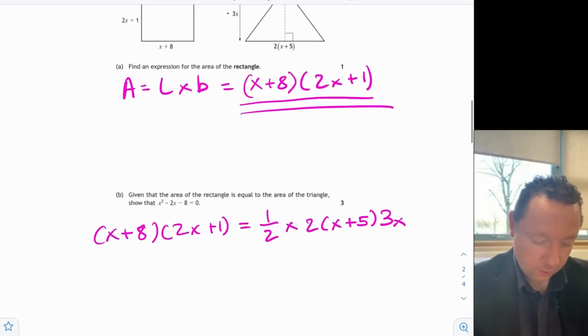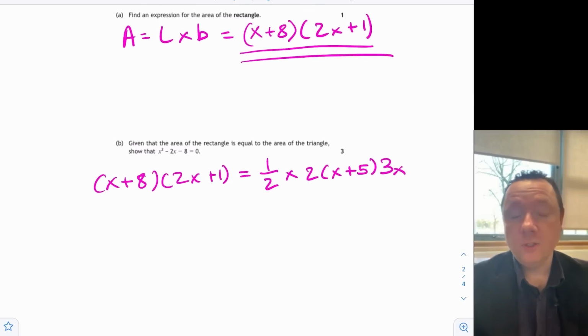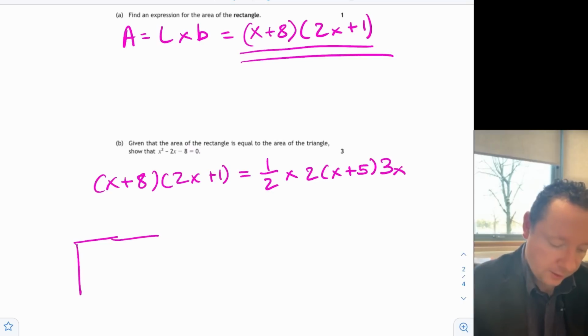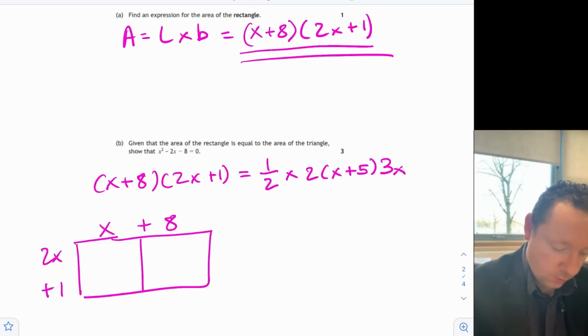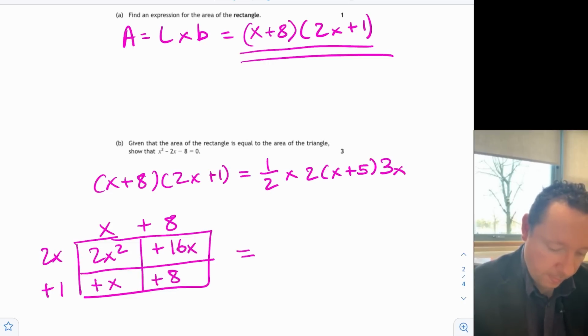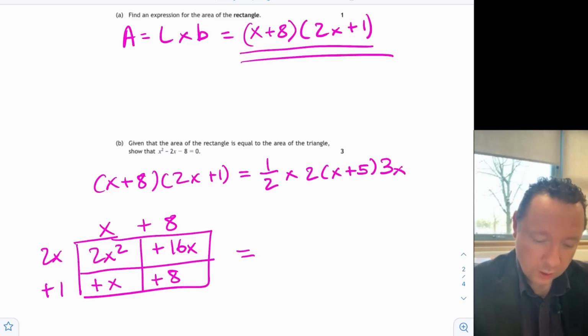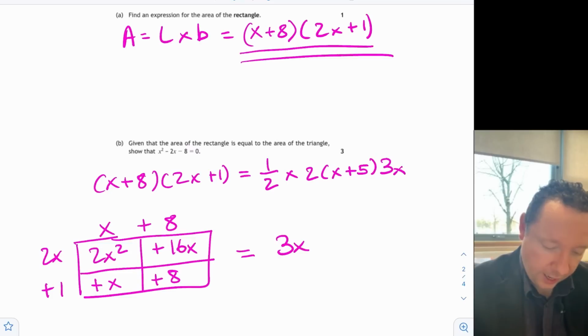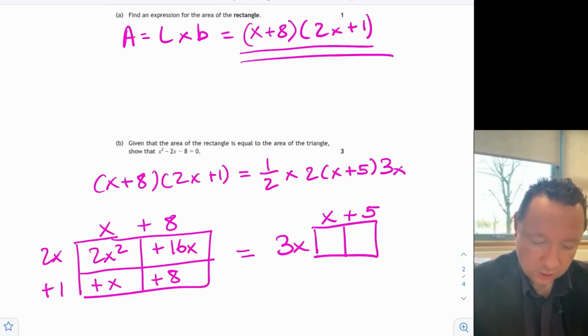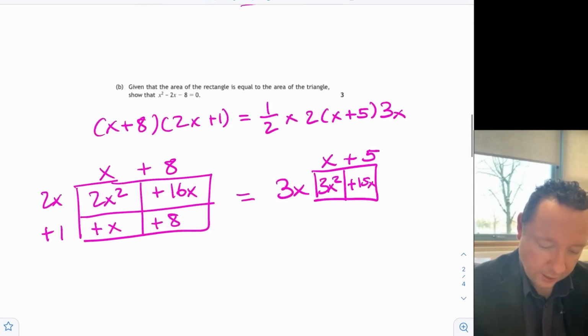So now we need to expand some brackets, and we'll get marks for expanding the brackets if we've managed to write this down. So expanding the left-hand side, I usually use a box. We get x plus 8 on one side and 2x plus 1 on the other side to get 2x squared plus 16x plus 1x plus 8, and that equals a half times 2 is 1. So that's 3x times 1 times (x plus 5). So essentially it's a half times 2 is 1, leaving just this to expand. That gives me 3x squared plus 15x.